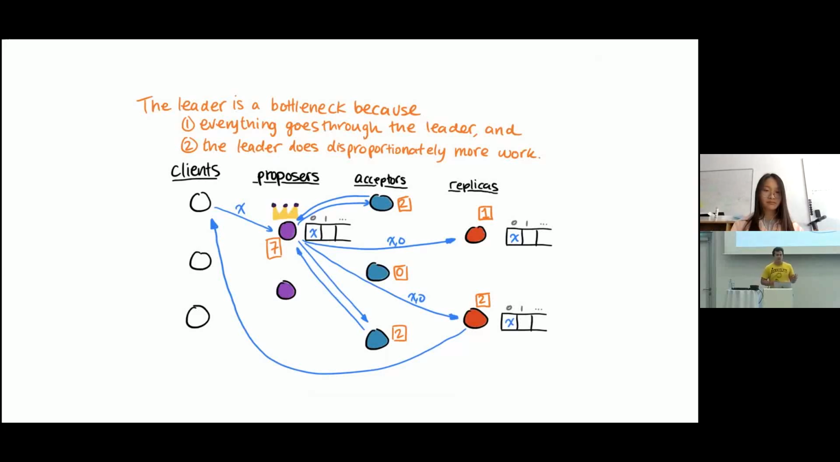And 2, the leader, for every command, is doing disproportionately more work per command than every other node in the whole system. And we can see that by counting the number of messages that each of these nodes has to touch per command. I've drawn that here in orange with the little boxes. So for example, the top replica has to receive 1 message, so I write the 1. The bottom replica receives 1 message and sends 1, so I write 2. The acceptor is similarly 0 or 2, but finally the leader has to do 7. All right, so it's touching everything and it's doing more. That's why it's the bottleneck.